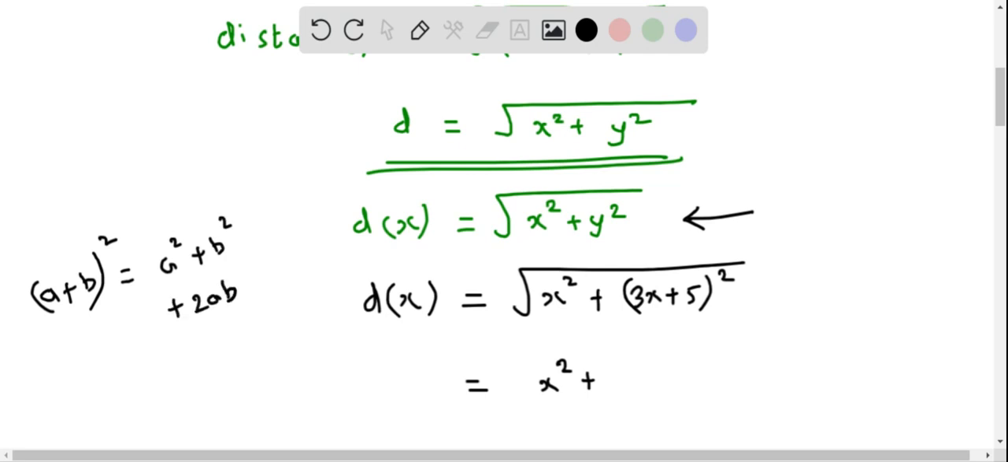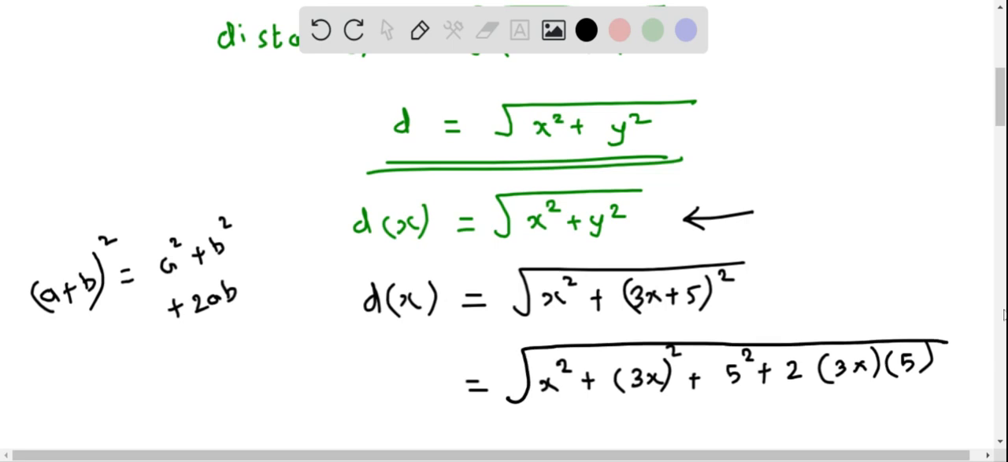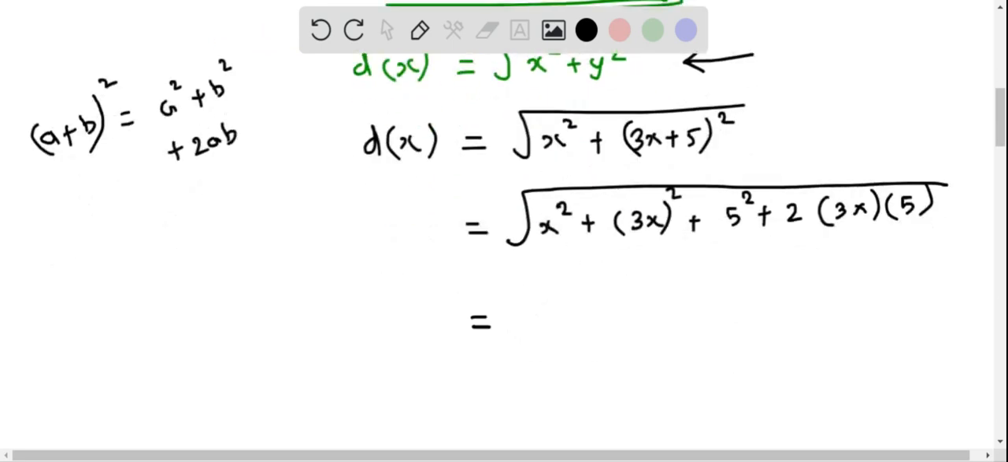So in this case, 3x is the a and 5 is the b. So when I use this identity, I can write this as (3x) quantity squared plus b is 5, so it is 5 squared, and 2 times ab, that is 2 times a, which is 3x, and b, which is 5. So it comes out like this, everything under the square root. So we'll just simplify this.